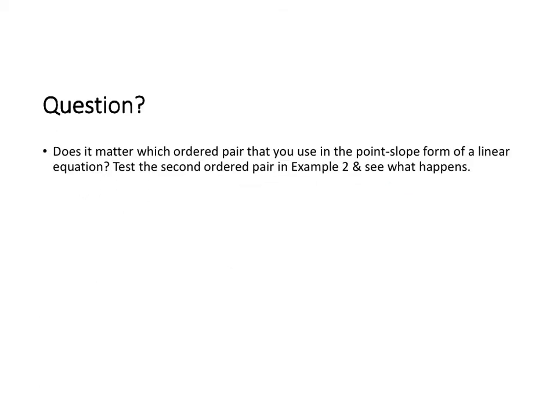Okay, here's something I want you to try, or I want you to think about. Does it really matter which of those ordered pairs in that example we used when we substitute in our point-slope form? I want you to use the second ordered pair for your x1 and y1 and plug it into the point-slope form and see what happens, and we'll talk about it in class.